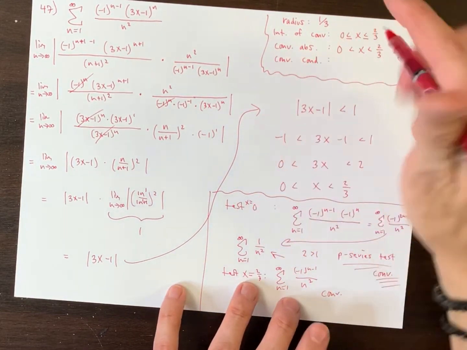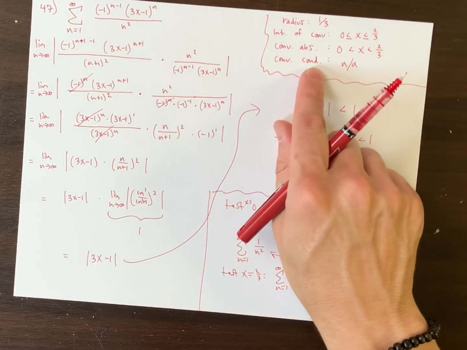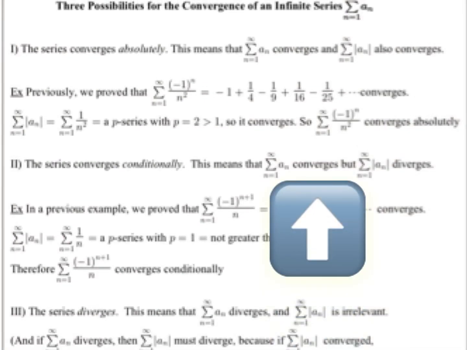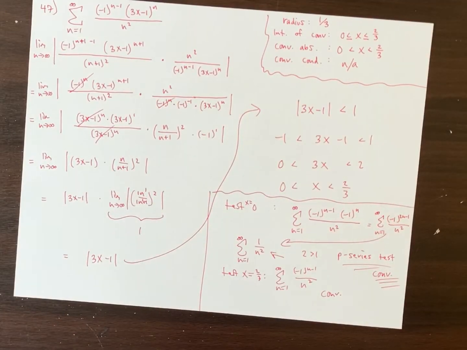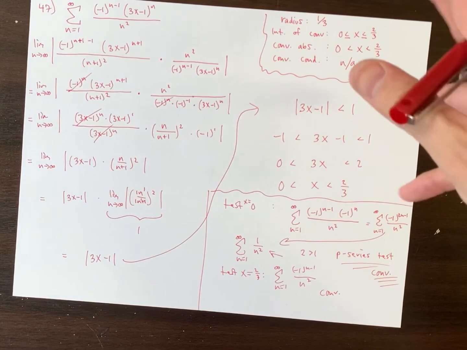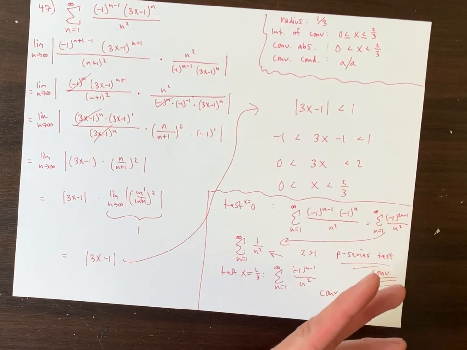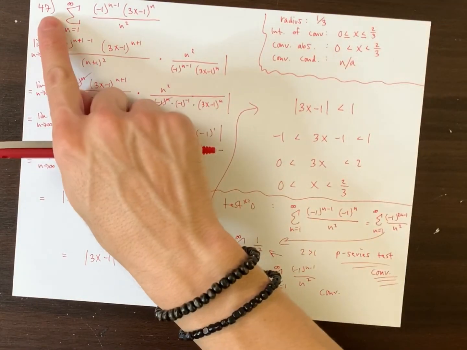And for conditional convergence, there are no such values. Conditional convergence happens when the absolute value version diverges, but the original converges. And boy, that is one heck of a technicality. And yet, problems like this require so much practice because there are so many moving pieces. But for now, just keep practicing, keep studying. And why don't you try number 48?